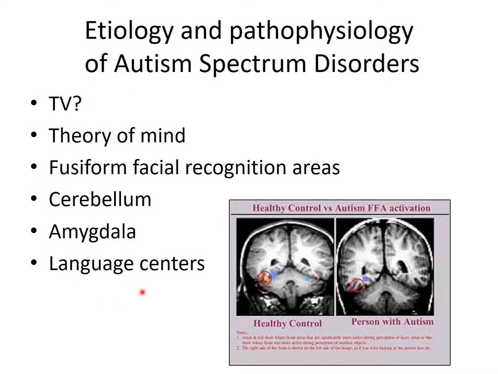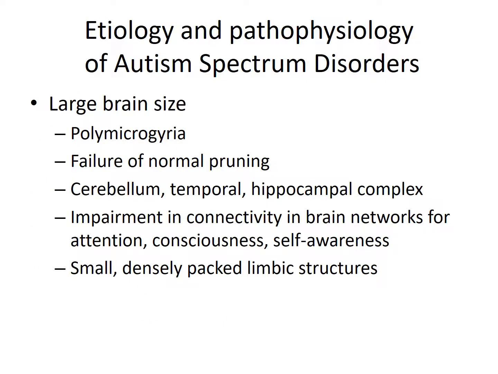Here are some things I just throw out there. TV, probably not. We can see the fusiform facial recognition area, that with autism, it's less active. Of course it is. That's part of the problem. They don't recognize faces well. Cerebellar activity, amygdala activity, we see all these changes in the brains. Polymicrogyria, so they have a bunch of small gyri. Remember, the gyri is the brain tissue, and the sulci is the space in between. Maybe it's failure of normal pruning, loss of activity brain-wise, small limbic structures, densely packed rather. Yeah, I don't know. This is what we see.